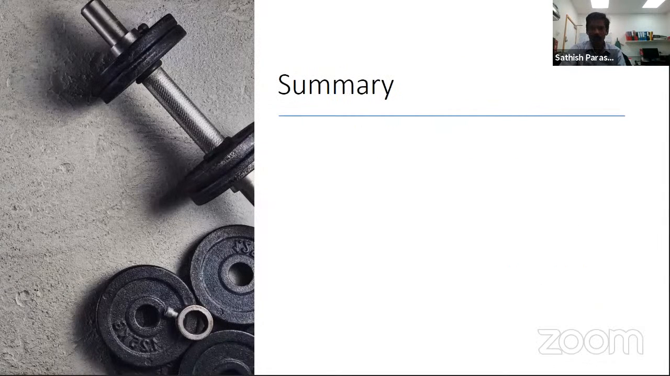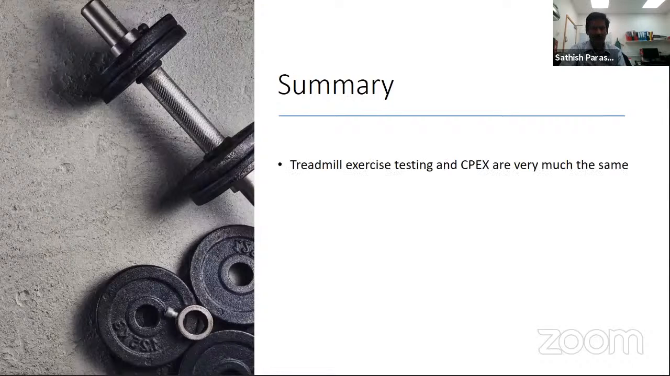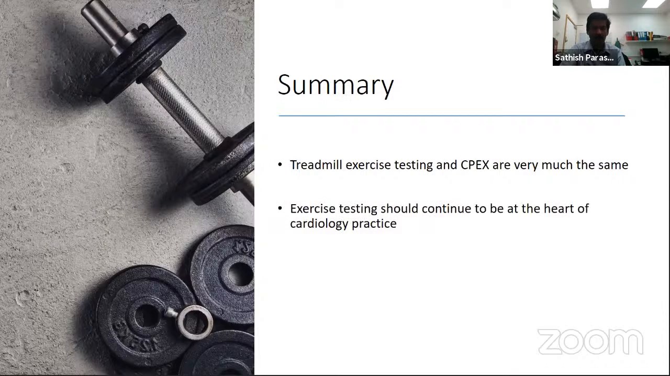So I'm going to give a brief summary before I go on further. Treadmill exercise tests and CPEX are very much the same. Exercise testing should continue to be the heart of cardiology practice in my view, because a lot of times I tell the patients, I'm not entirely sure what is happening, because you came in with a small troponin rise or whatever, but your coronaries are normal. But you did a treadmill test, a fantastic treadmill test, it's all normal. So your prognosis is very good. Sometimes we don't know the diagnosis, but we can reassure the patients the prognosis is good.